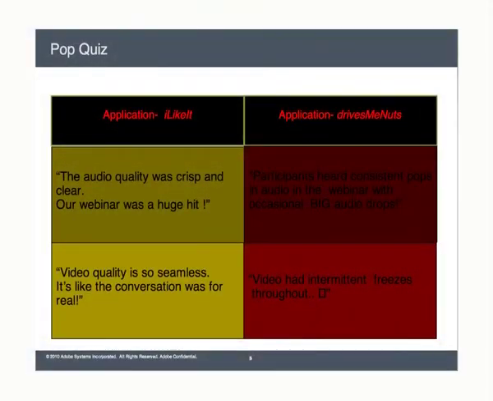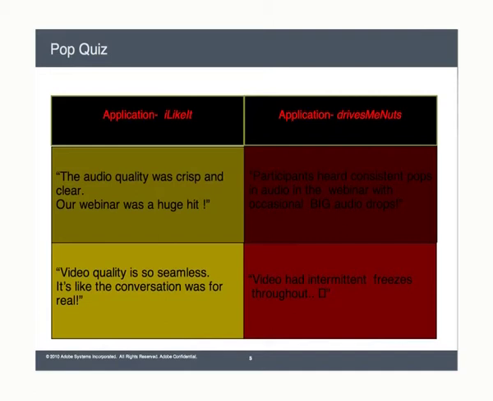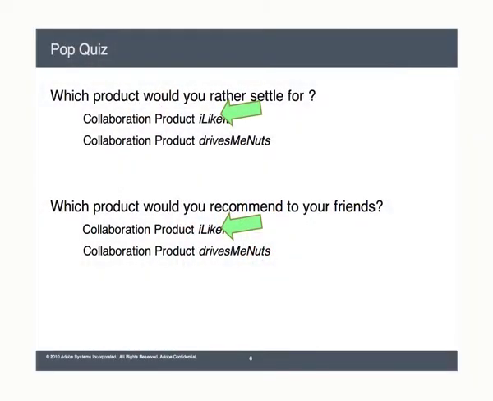If you take a user who is attending a webinar, this is sample feedback: the audio quality was crisp and clear. Our webinar was a huge hit. The other feedback: participants heard consistent pops in audio and webinars with occasional big drops. Next feedback: video quality is so seamless, it was like the conversation was for real. And the other: video had intermittent freezes throughout. So these are the 2 classes of feedback, and now the questions. Which product would you rather settle for, and which product would you rather recommend to your friends? I'll not ask for a show of hands because it's kind of a no-brainer here.